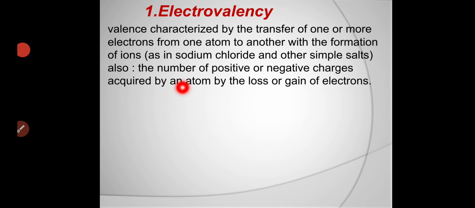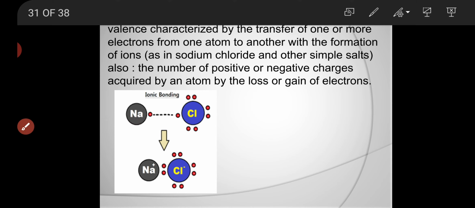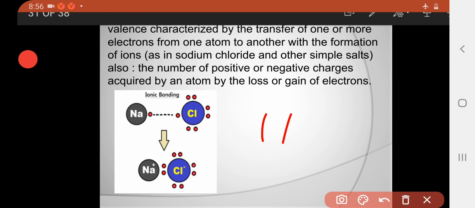So let us study. Electrovalency is the transfer of one or more electrons from one atom to another with the formation of ions, right? Let us see the example here. Sodium: we already know the atomic number of sodium is 11. In the outermost valence shell, how many electrons does it contain? It contains only one electron.